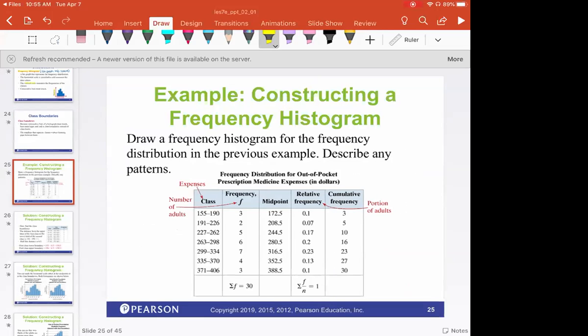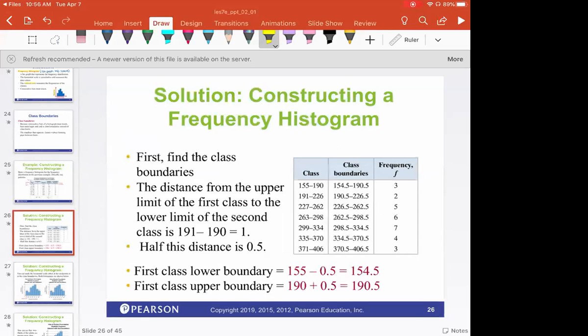So let's go ahead and take a chart that we work with. We took the time to develop raw data, find the class according to the number of classes we wanted to work with. We found how many numbers fall under that class. We worked the midpoint. We found the relative frequency and the cumulative frequency. Let's go ahead and take that information and construct a histogram, a frequency histogram. All right, so first, find the class boundaries.